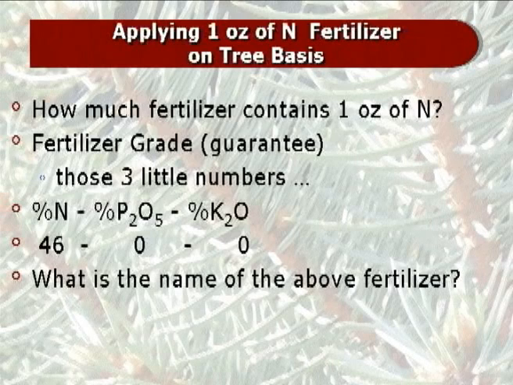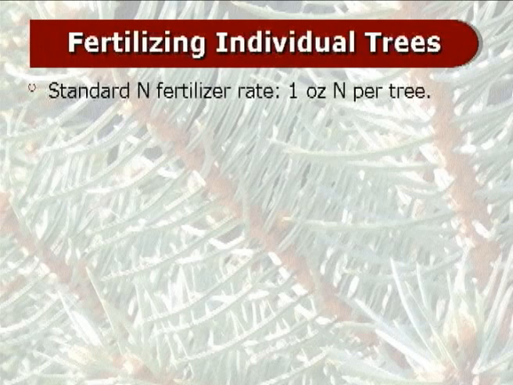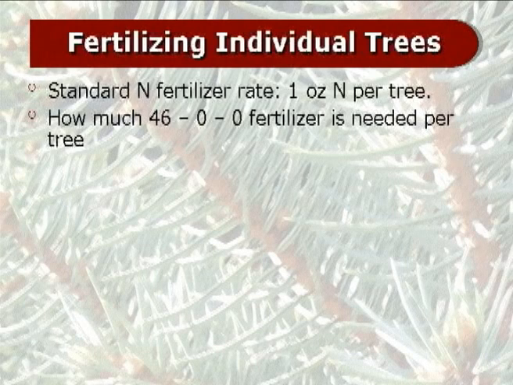This leads us to the concept of the fertilizer guarantee. All fertilizers are labeled with %N, % phosphate, or P2O5, and % potash, K2O. Based on our discussion about nitrogen fertilizers, what would you call the fertilizer that is labeled 46-0-0? Urea. How much of this urea, this 46-0-0 fertilizer, is needed per tree?